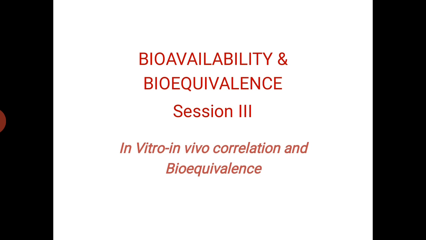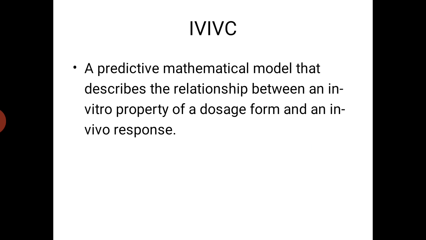So if we develop a standard relationship between the in vitro and in vivo performance, this relationship we call the in vitro in vivo correlation, a relationship between the in vitro behavior of the drug and the in vivo behavior of the drug. I hope now we got an idea what an in vitro in vivo correlation is. Now we'll go through the definitions. A predictive mathematical model that describes the relationship between an in vitro property of the dosage form and an in vivo response. Hope you are clear.